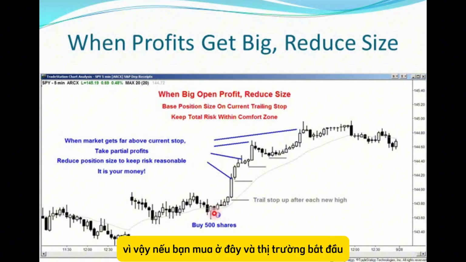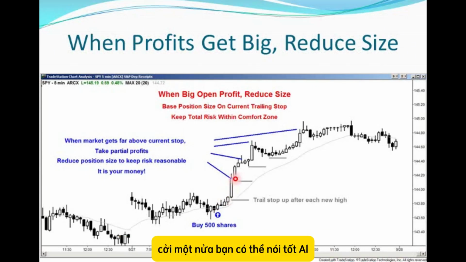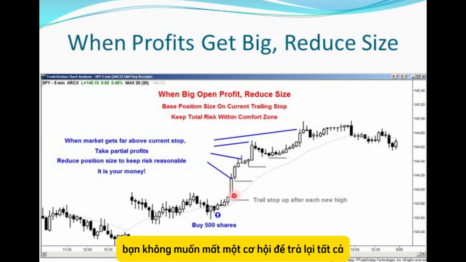So if you buy here, and the market starts to get very far above your trailing stop, take half off. You could say, well, Al, this is another buy signal, a very strong breakout. This is another buy signal. That's fine. I would still rather take some off, because when you have a profit and your risk is getting big, it's always better to take some off because you don't want to take a chance of giving it all back.